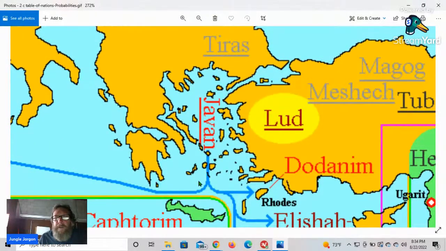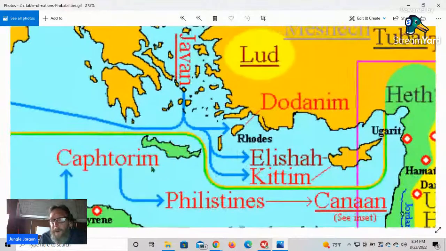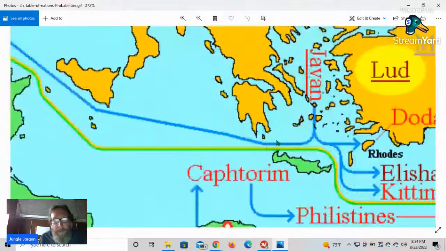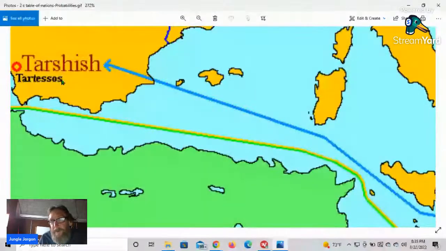You have here Javan, which is the TY chromosome. His descendants are who? Dodanim, Elisha, and Kittim in the Mediterranean, right? So who are the sea peoples? Who are the Mediterranean sea peoples? With the exception of Philistines and Captorin and such. Who are the sea peoples? The descendants of Javan, which is Elisha, Dodanim, and Kittim, plus Tarshish, which Tarshish is one of his sons too. But this is all Mediterranean, right?